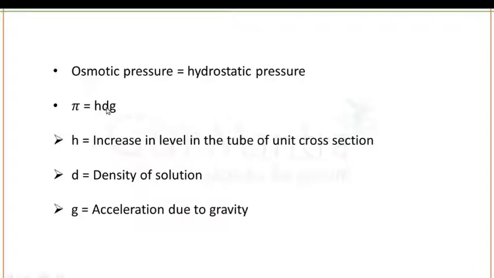Now, what are h, d and g? h is the height of the solution in the particular test tube, so h is the increase in level in the tube of unit cross section. d is the density of the solution and g is the acceleration due to gravity. So, for calculating the osmotic pressure, this is a really very important formula, that is pi is equal to hdg.